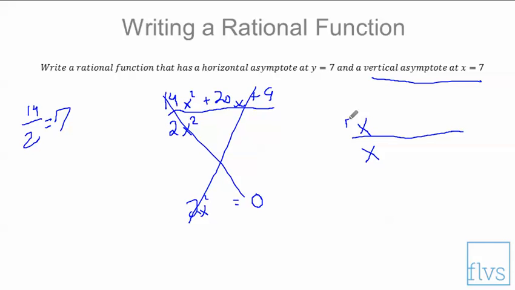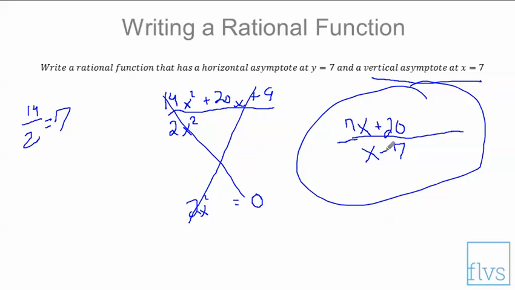What I can actually do is just make the top 7x, and the bottom 1x. We'll again do whatever we want up here, 7x plus 20. And just to make it easier, my vertical asymptote needs to be 7, so let's do x minus 7, because by plugging in 7 and setting the bottom equal to 0, I'd get a vertical asymptote. So there's my example. Don't do like I did in the beginning and make it more complicated than it has to be, where you're having to do all this extra work. Keep it simple, keep it linear, and good luck on the assignment.